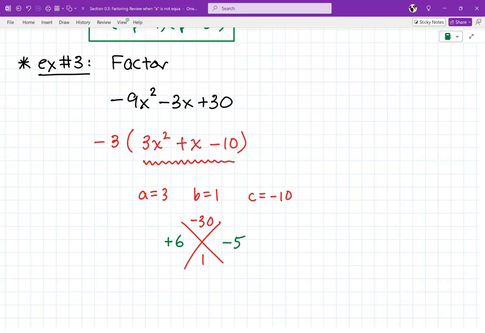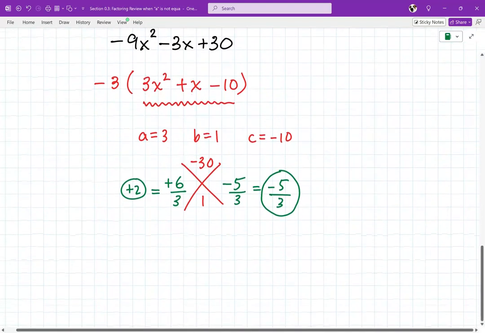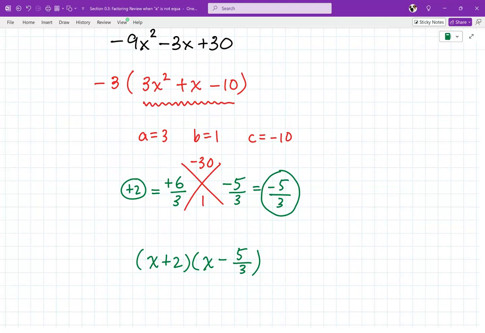We do have to divide by 3 because a is 3. So that leaves me with a positive 2. And this one will be basically a negative 5/3. There's nothing I can do with it. So I'm going to have to move that fraction over. So my factors are x plus 2, x minus 5/3.